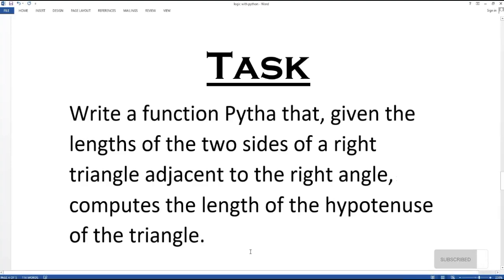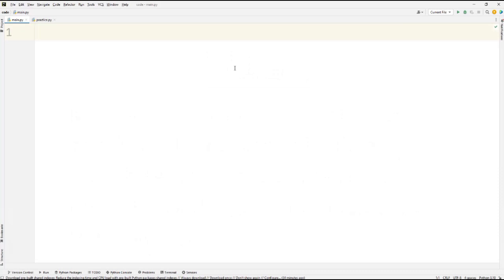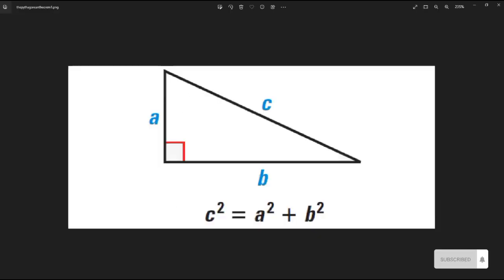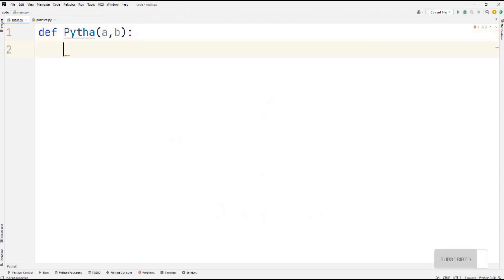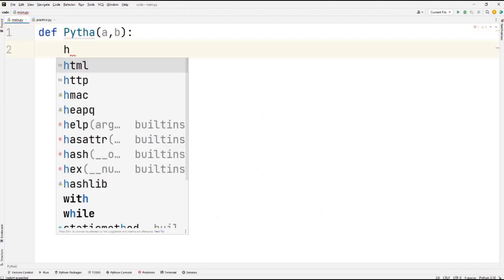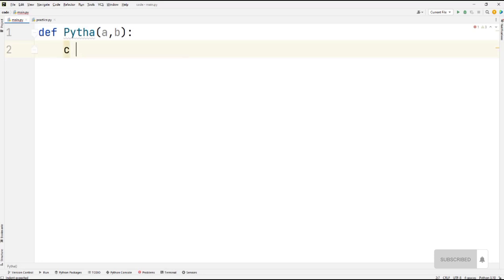So let's get started. The first thing I have to do is define a function named Python. Now this is the function named Python, and what I'm going to do here is take the input from the user, right? So I just say A and B like this. I'm just assuming this picture in this formula, and based on this formula I'm going to implement the program. So I'm taking the input of the two sides, right? And we have to calculate the length of the third side.